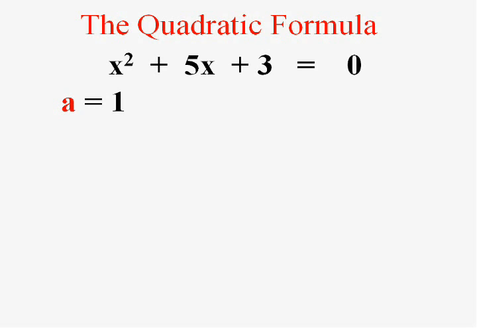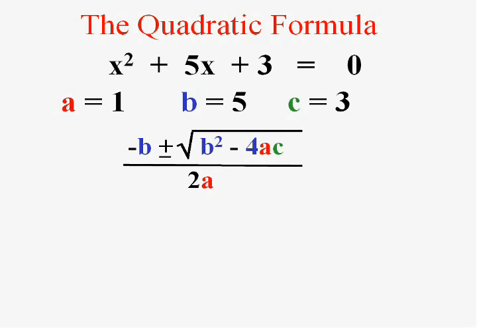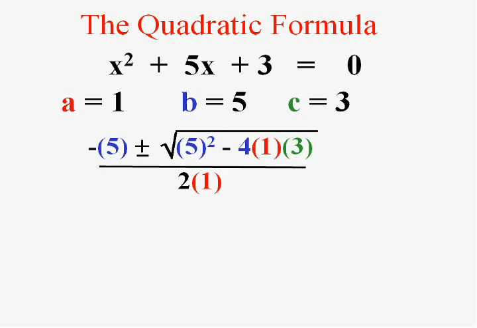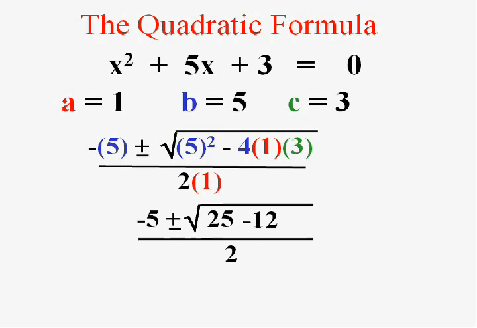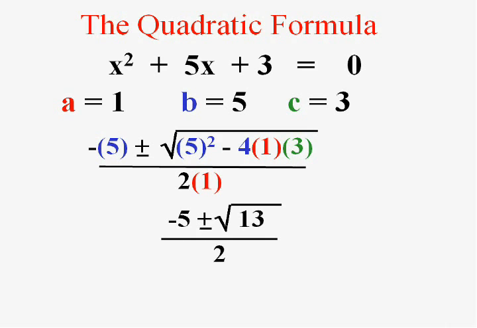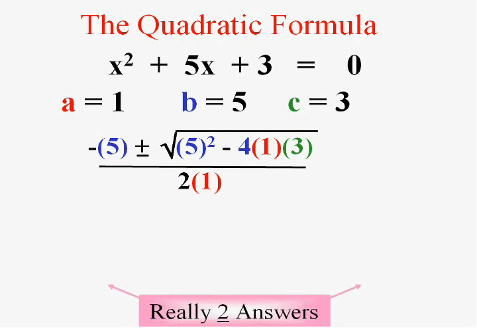A will be 1 in this case, because there's nothing there. B will be 5, and C will be the number sitting by itself, 3. Let's put these numbers in. They're not going to be pretty, but it's going to work. Negative 5 plus or minus the square root of 25 minus 12, over 2, which is negative 5 plus or minus the square root of 13 over 2.